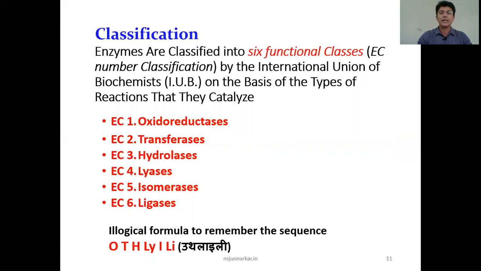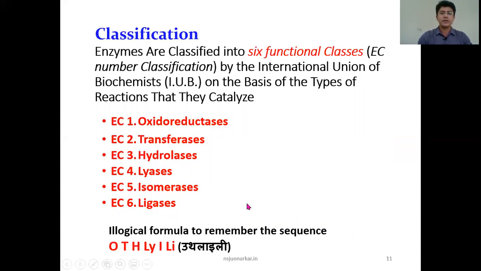So these enzymes can be broadly classified into 6 major classes: class 1, 2, 3, 4, 5, and 6. Class number 1 includes all the oxidoreductases, class 2 includes all the transferases, class 3 includes all the hydrolases, class 4 includes all the lyases, class 5 includes all the isomerases, and class 6 includes all the ligases. These class numbers you must remember in sequence.